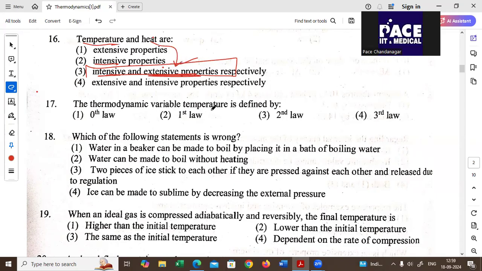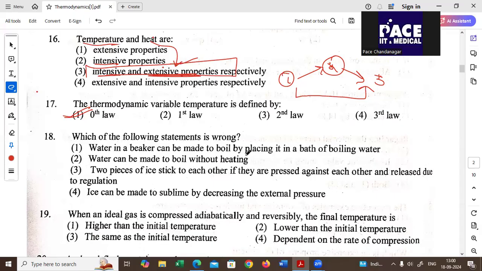Next, thermodynamic variable temperature is defined by which law? The zeroth law. What does the zeroth law state? If 1 is in thermal equilibrium with 2, and 2 is in thermal equilibrium with 3, then 1 is in thermal equilibrium with 3. Next, which of the following statements is wrong is being asked.